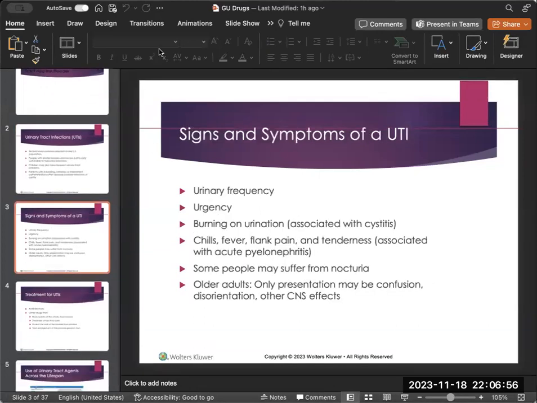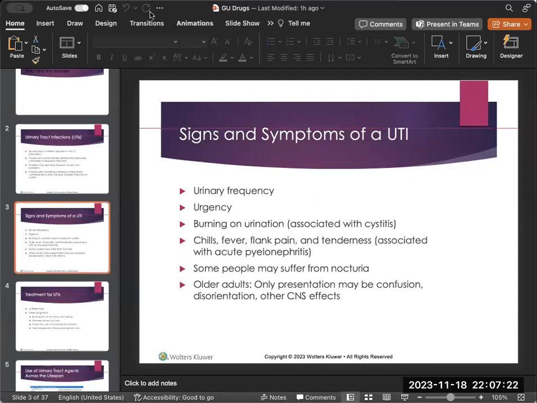Now, what are signs and symptoms of a UTI? Peeing a lot, that's one sign. Having the urgency, the need to go, is a sign of a UTI. Burning sensation when you pee is associated with a UTI. Chills, fever, or flank pain, which is kidney pain in the back, or tenderness, okay? Also associated with a UTI. Some people might suffer from nocturia, or peeing at nighttime.